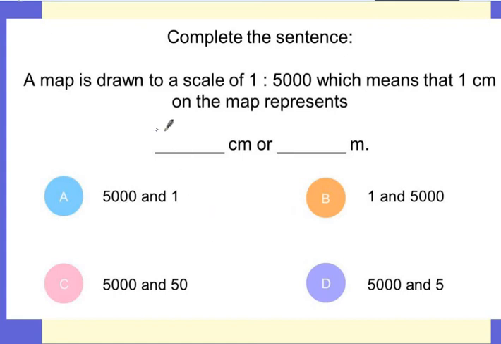Okay, let's go through the answer. So 1 to 5,000 means that we've got 5,000 centimetres. And we know there's 100 centimetres in a metre. So we need to divide that by 100, which tells us we need 50 metres, which is C.